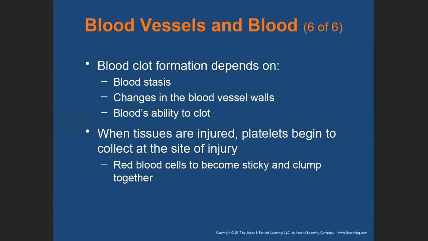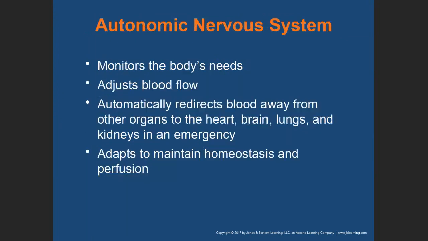Blood clot formation depends on blood stasis, which is the blood slowing down its movement, changes in blood vessel walls, and specifically the body needs constriction, and the blood's ability to clot. So clotting factors must be present along with platelets. When tissues are injured, platelets begin to collect at the site of injury, and the red blood cells become sticky and clump together, and the whole clotting process is initiated.